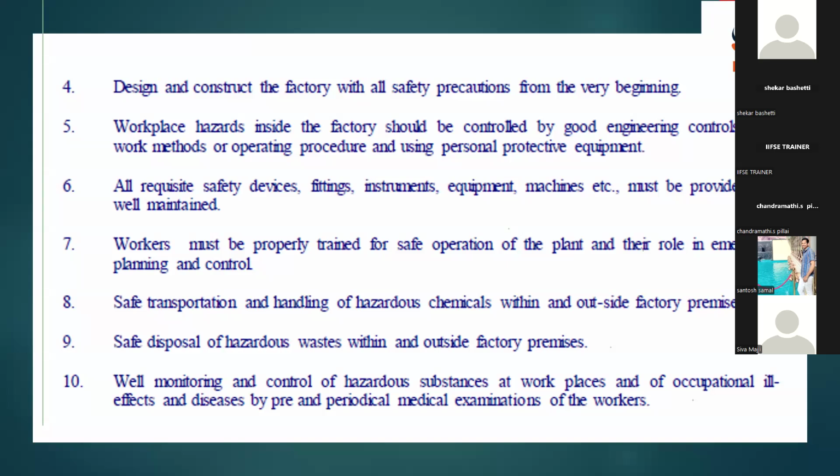Okay. Then safe transportation of chemicals. We have talked about how chemicals can be transported in a safer manner without any issues during transportation. Then talking about disposal, how we can dispose of the chemical, or sorry, waste. When waste is generated, how can it be safely disposed of.